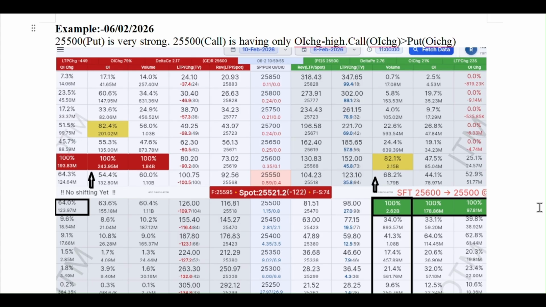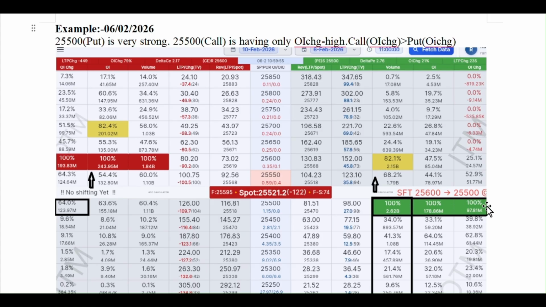Another important point is that call open interest change is greater than put open interest change at this strike. This tells us that fresh call positions are increasing rapidly. When we analyze this together with the strong put support, it indicates that the market is preparing for a possible upward move rather than continuing the decline.